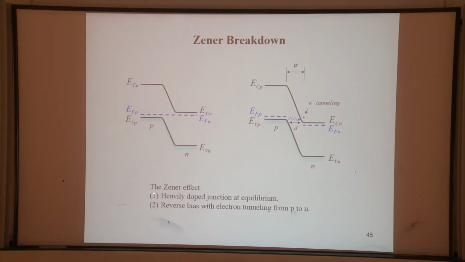So for the Zener effect to occur, usually it will occur at a heavily doped junction, all right? Then you need reverse bias with electron tunneling from P to N. Okay, this is one mechanism for breakdown. But there are certain requirements for the doping condition. So if you want to avoid the Zener breakdown, you cannot dope too heavily. You need to avoid doping too heavily.